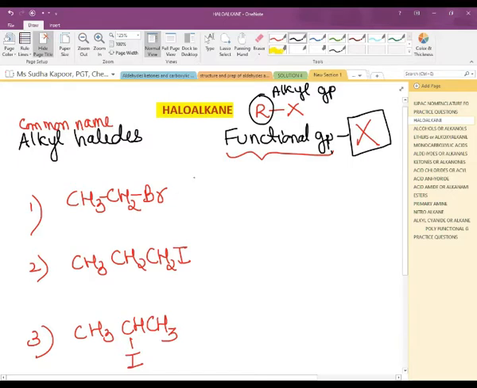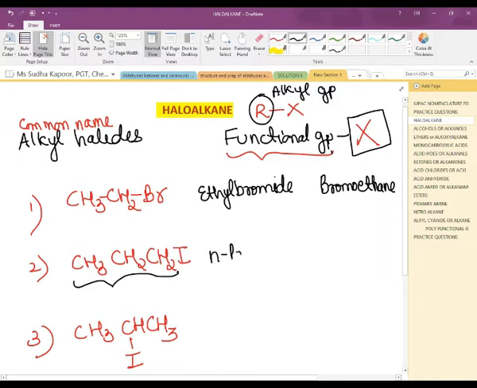When we write CH3CH2Br, in common it is known as ethyl bromide because the two carbons are ethyl. And in the IUPAC system, it is known as bromoethane. Similarly, in the second example, all three carbons are arranged in a linear continuous manner. It is known as n-propyl iodide, but in the IUPAC system, it will be known as iodopropane, the functional group.